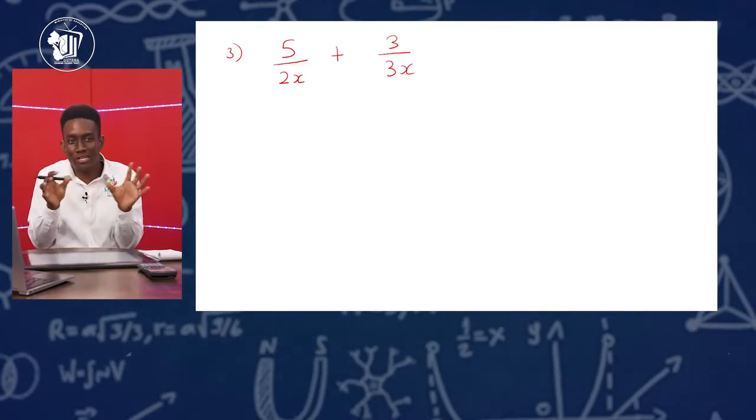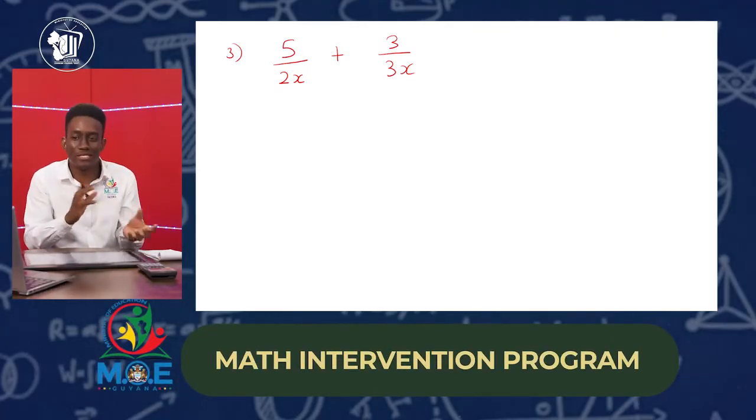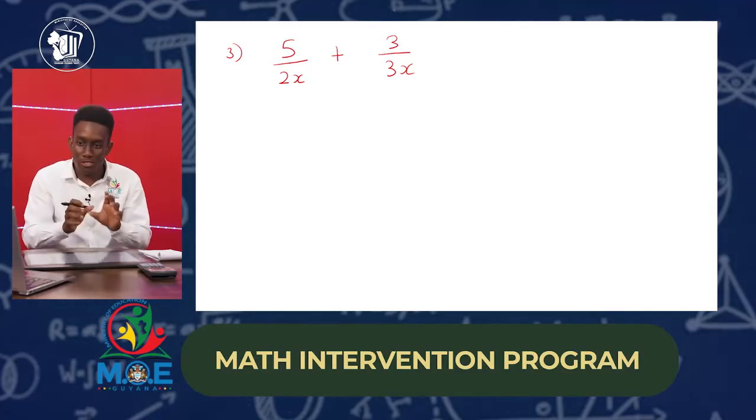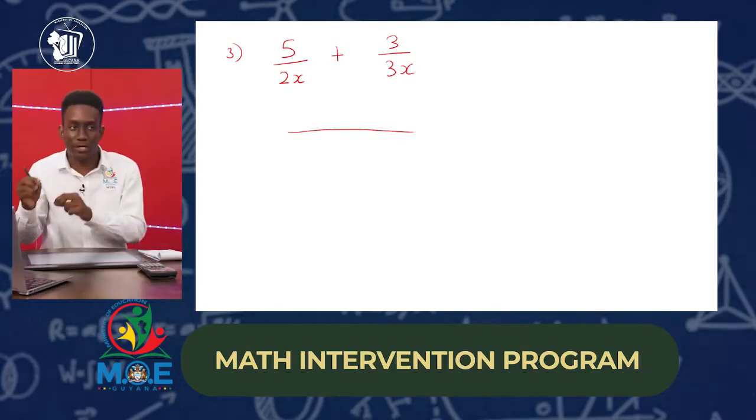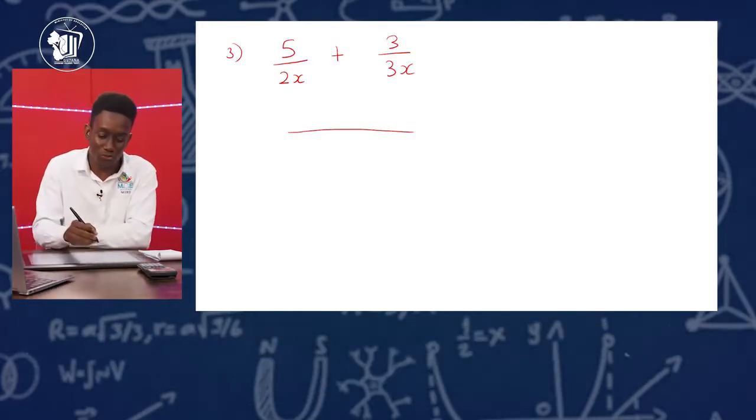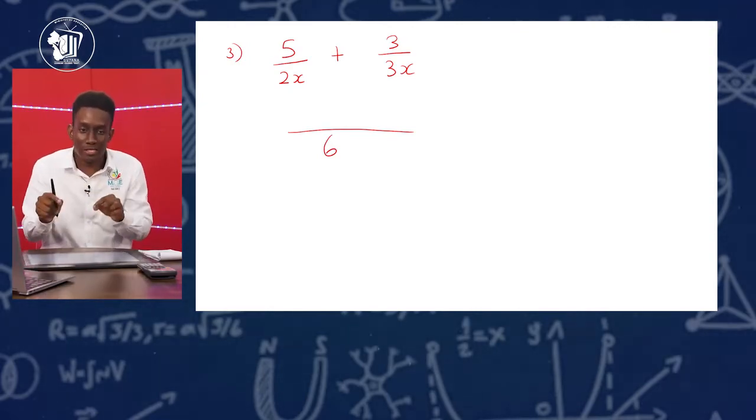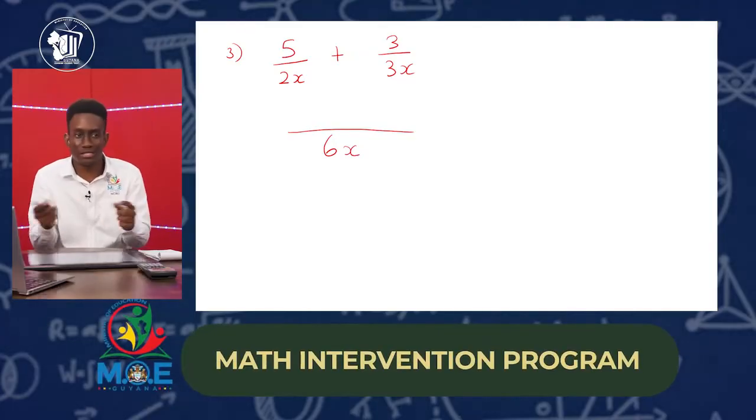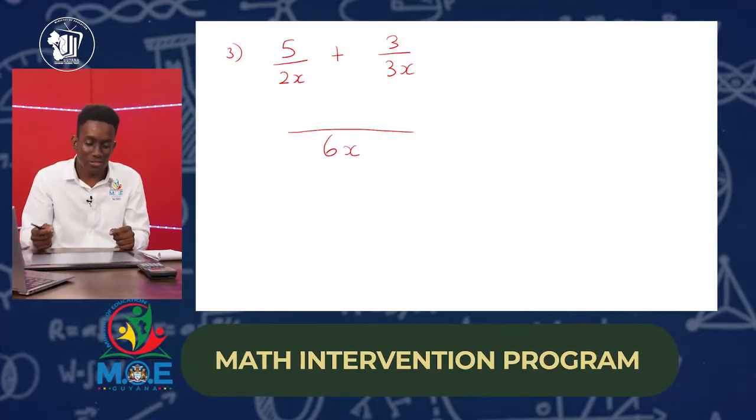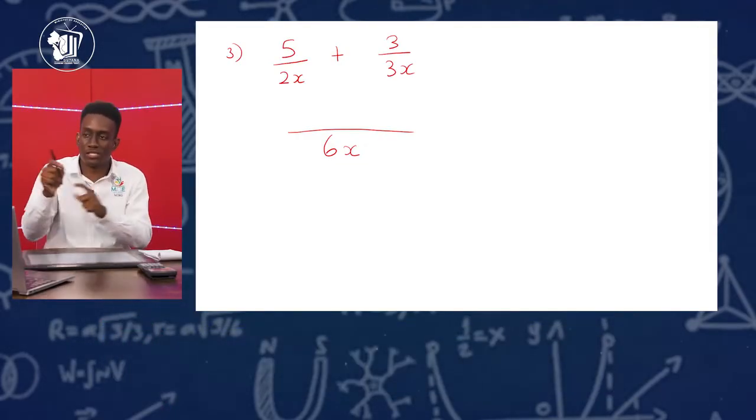Now a trick in finding the LCM when we have a coefficient and a variable is to find the LCM separately. So let's look at the numbers, 2 and 3. What would be the LCM of 2 and 3? We know the LCM of 2 and 3 would be 6. And then we look at the variables now, x and x. So the LCM of x and x would simply be x. That's the highest common factor. x and x would be x. So the LCM of 2x and 3x would be 6x. We did the numbers first and then the variables.